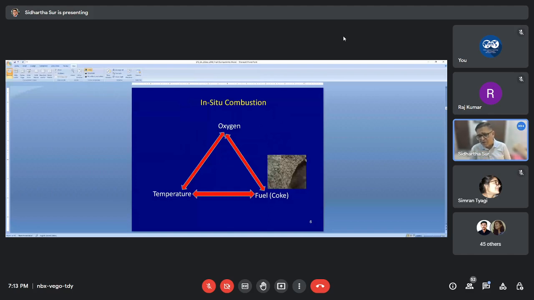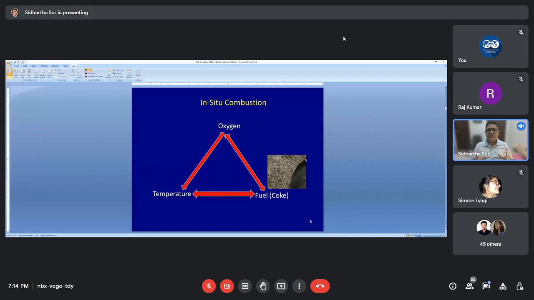Three things are required: oxygen, which is present in the air, 21%. The temperature can be the original temperature of the reservoir, or it can be increased artificially to the ignition point of the oil, and the fuel which is available in the oil itself. So you can see a picture of the coke, how it looks on the sand grain surfaces. It is black in color, rich in carbon. The hydrocarbon ratio is very low because it is very rich in carbon.